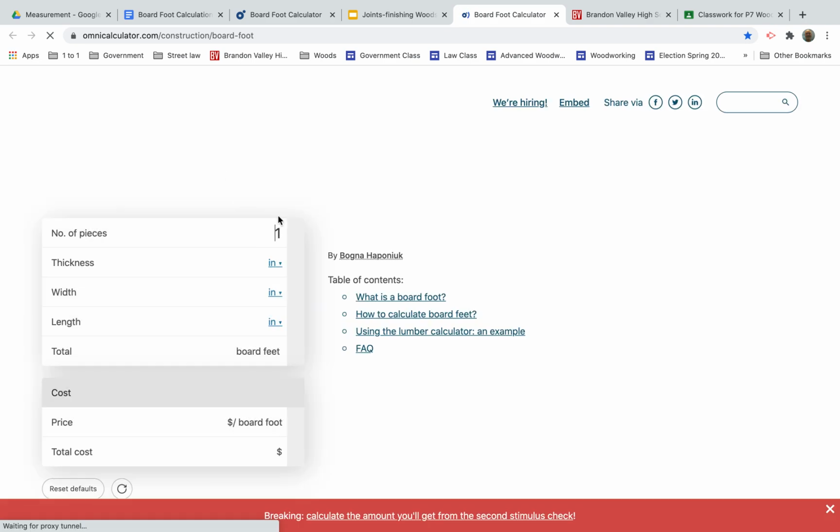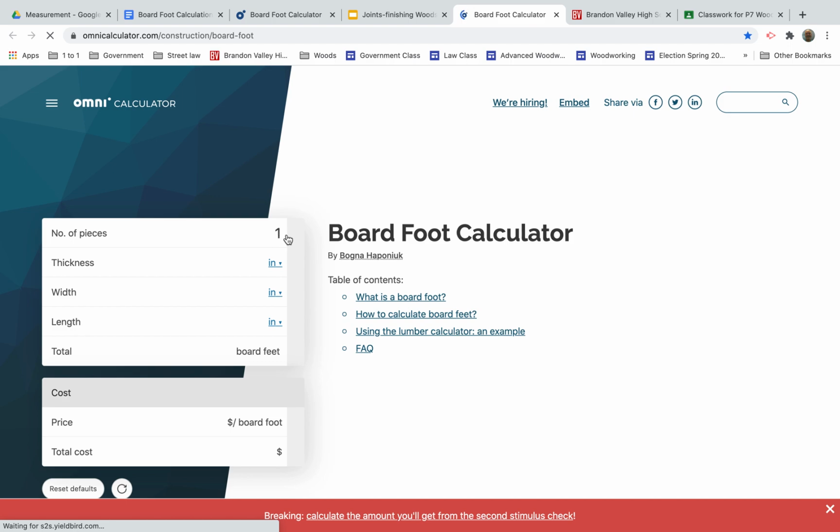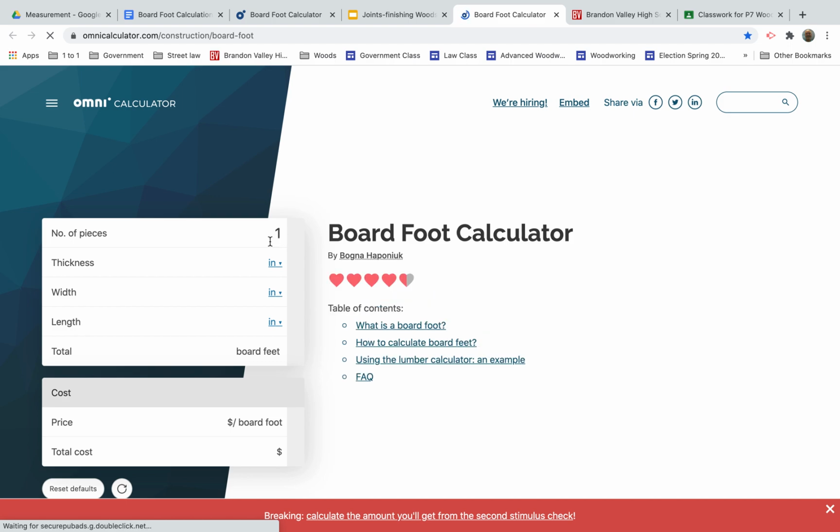You just put the number of pieces that you're going to put in right there. Let's say we're just trying to figure out the cost of one piece of wood. Now we want all of these to be in inches, so let's say it's 1 inch thick. Most of the wood that we use in this class is going to start out as 1 inch thick, so that's what you need to go with. Let's say it's a board that's 8 inches wide, and 3 feet long. So 3 feet is 36 inches, and make sure that this is in inches. So this is a total of 2 board feet.